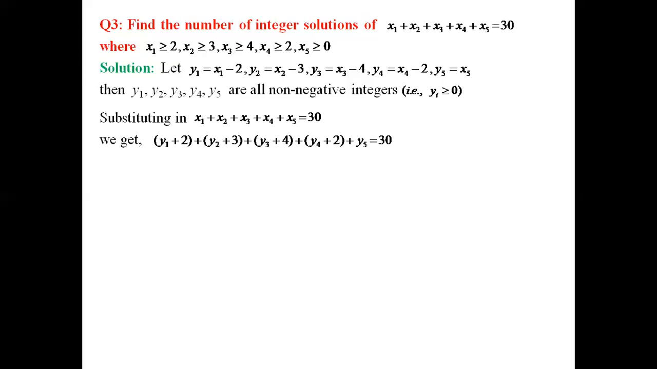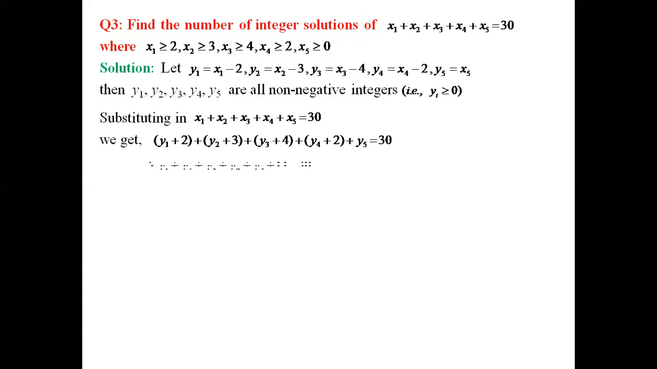So substituting into the given equation, x1 from the substitution that we have made is y1 plus 2. Similarly, x2 will be y2 plus 3, x3 will be y3 plus 4, x4 will be y4 plus 2, and finally x5 is equal to y5. So we have substituted each term and we have the equation in terms of y's now.